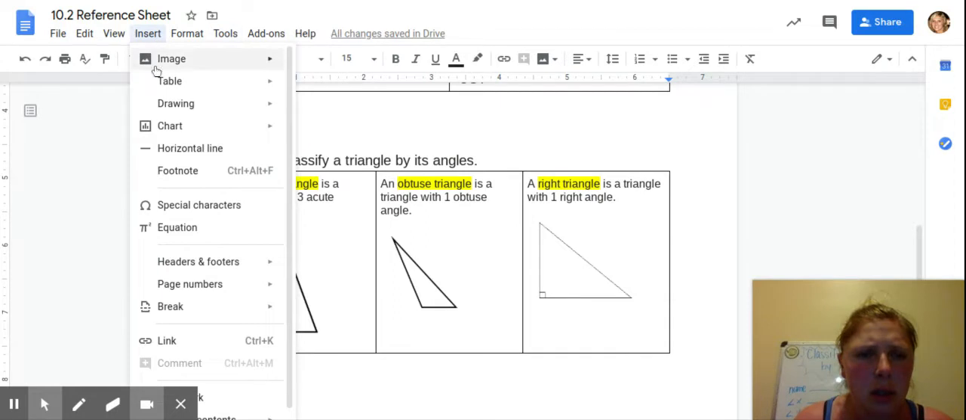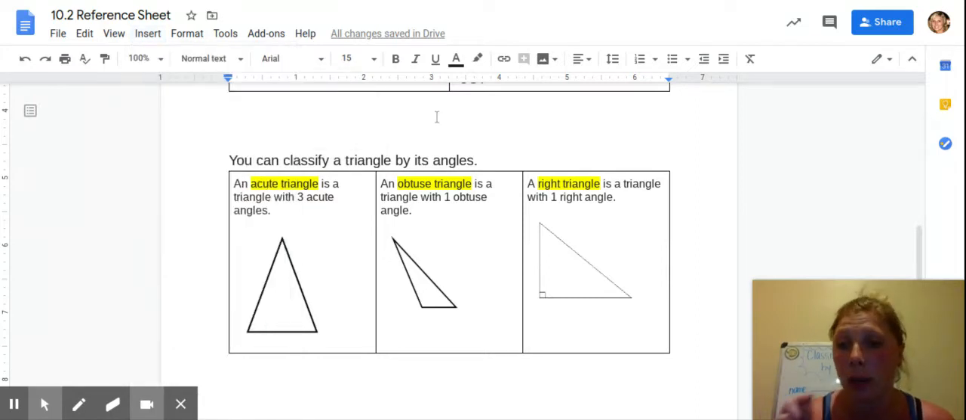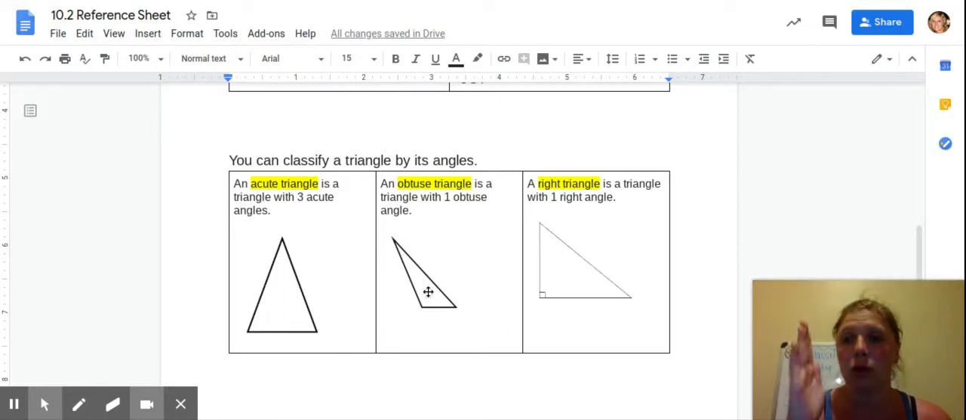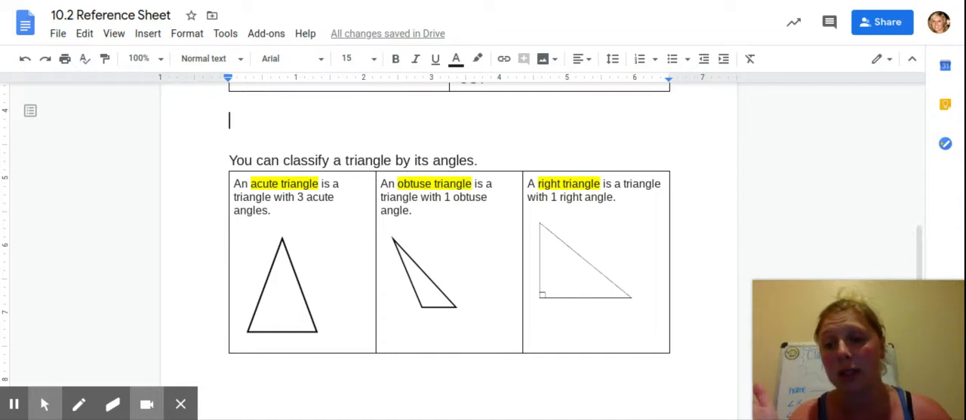Insert. Let's see. I thought there were shapes. I know in the slideshow there are shapes. So you guys could always insert a square and put it right up to the angle and see if it's directly lined up with it, it's a right angle. If it's further out to the side, it's obtuse. And if you can't see the angle at all, that line, then it's an acute.